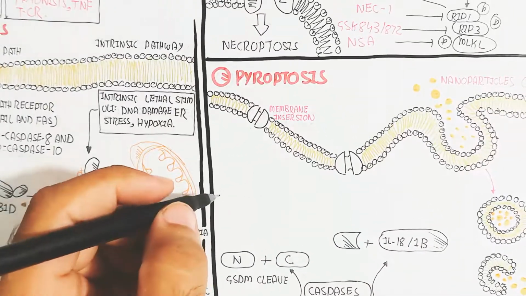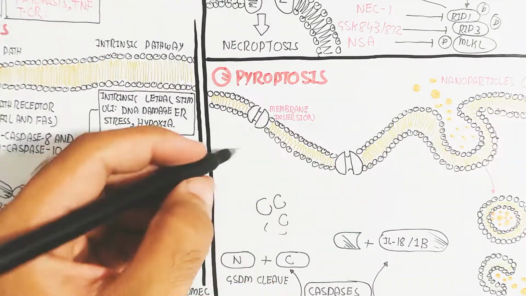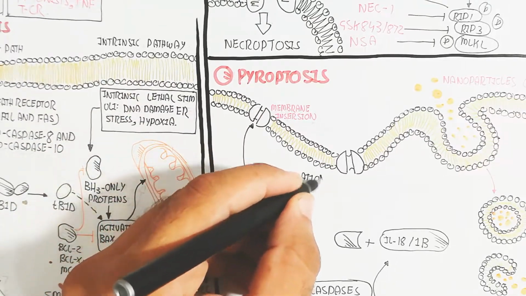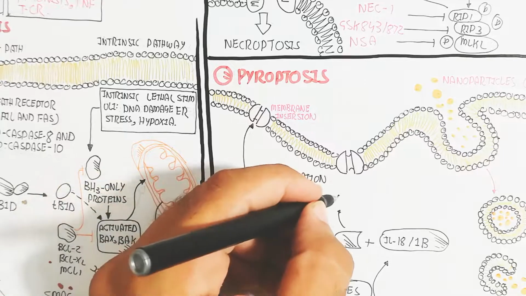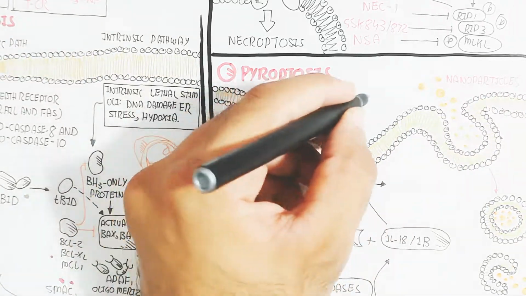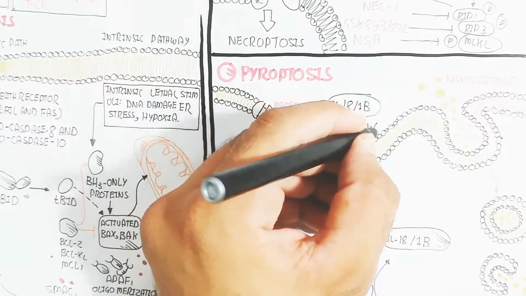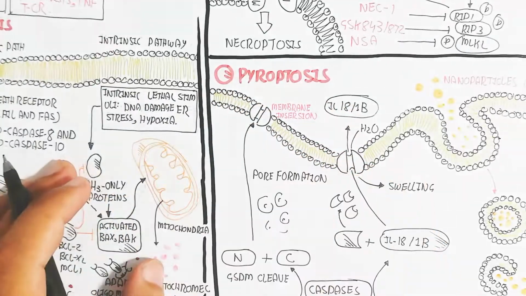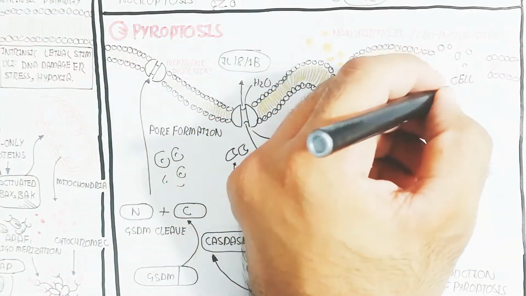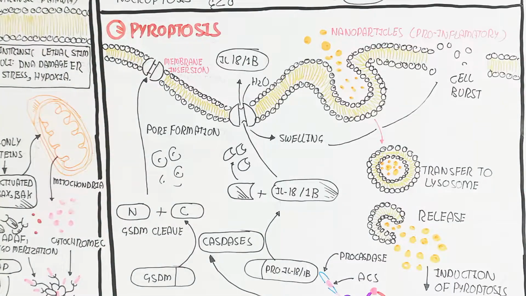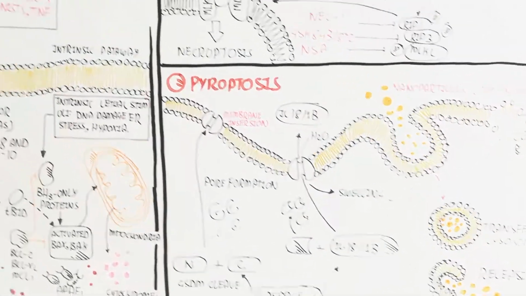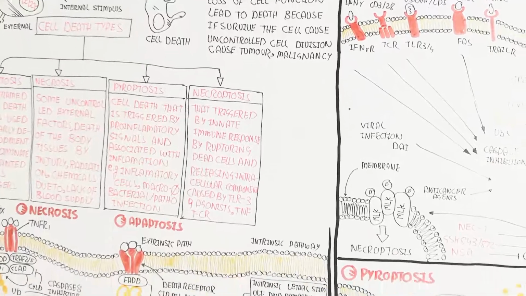And in this way here the GSDM cleavage also occurs. The GSDM cleavage will lead to the binding and membrane insertion into the plasma membrane, and in this way the creation of channels will lead to water moving inside, while the interleukin 18 and 1 beta will move out, leading to recruitment of other immune cells, while the swelling of the cell will lead to cell burst due to the increase of the water.